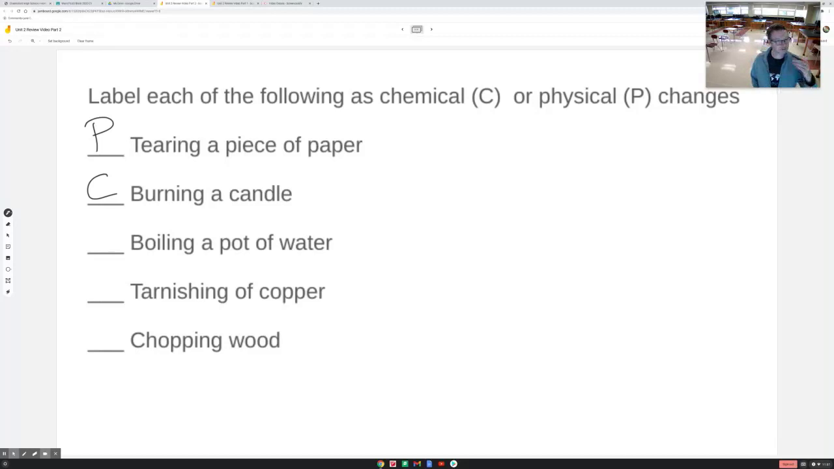Boiling water. Boiling, freezing, any of those phase changes from solid to liquid to gas, those are always physical. Tarnishing copper, if you don't know what that means, it's kind of the same as rusting. And rust is when you combine oxygen from the air with the metal. That's a chemical change. It produces a new compound, which is a combination of the metal and oxygen. It's called an oxide. And then chopping wood, you're just making smaller pieces of wood. You're not turning the wood into something else. Then when you throw it in the campfire, then you're doing a chemical change. But just chopping the wood by itself is not a chemical change. It's a physical change. So there you go.